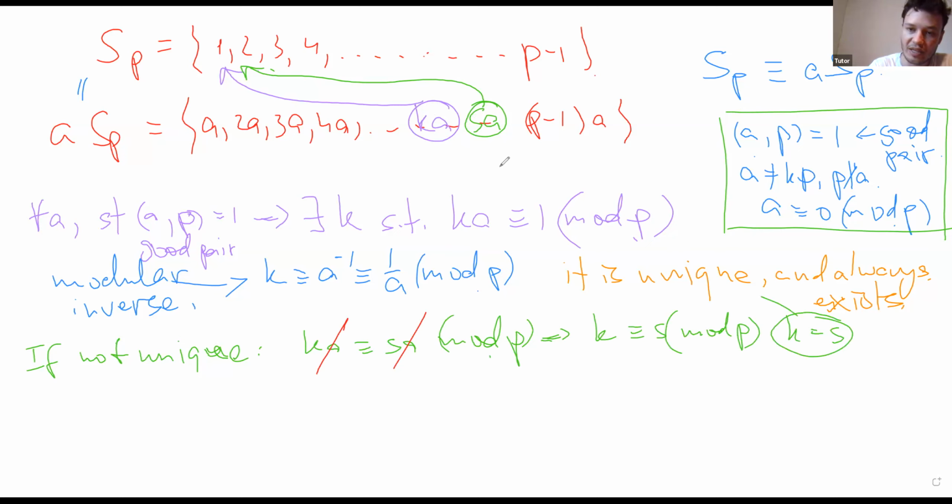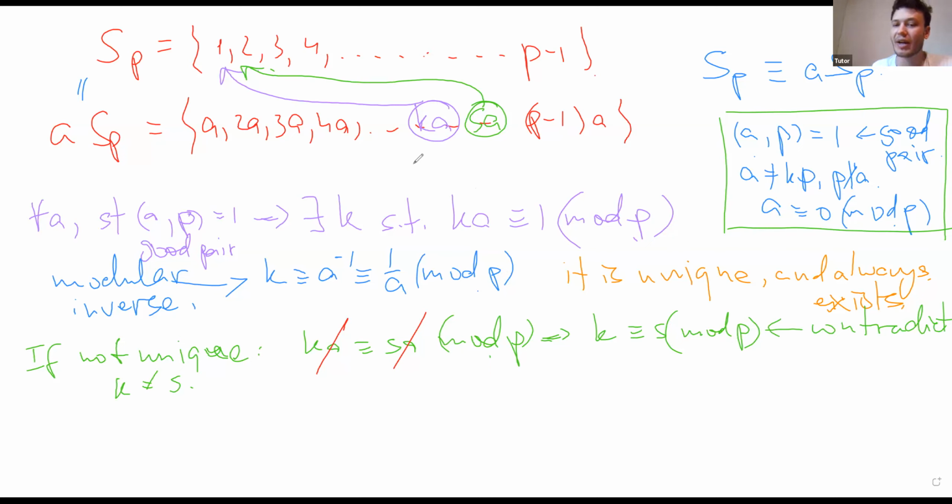So it means that it's unique, because it's the same number, right? Otherwise it's not possible. So if they're not unique, then K cannot be equal to S, right? Because you pick two different numbers, but then you get that K is congruent with S, so you get that K is equal to S. So this is a contradiction, because you cannot have K congruent with S. Okay, so we get that the modular inverse is always unique and it always exists.